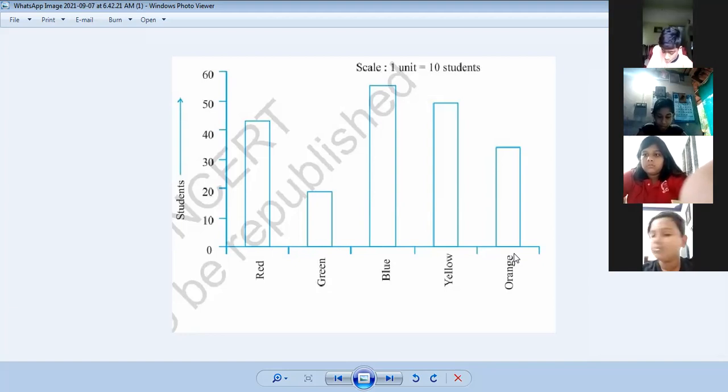Example 9. Following data gives total marks out of 600 obtained by 6 children of a particular class. Represent the data on a bar graph. How will you represent this data on a bar graph?